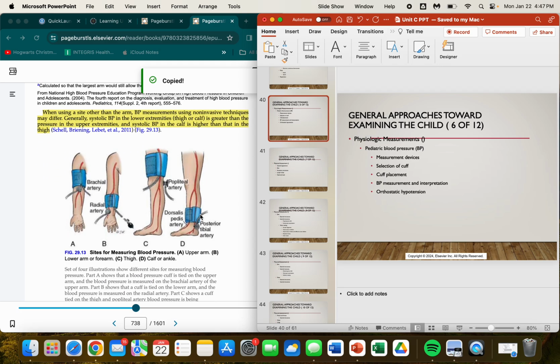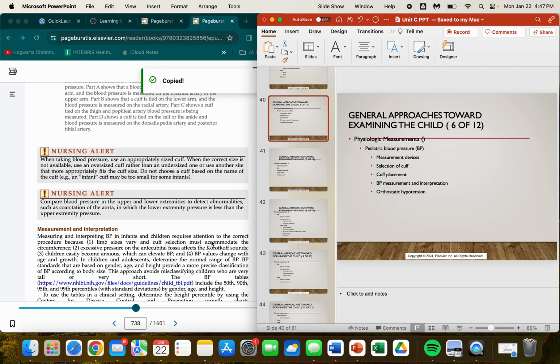When we use sites other than the arm, our measurements may differ. Generally, systolic in the lower extremity is a little bit greater than in the upper, and then systolic in the calf is higher than that in the thigh. So this gives you a little visual of that.